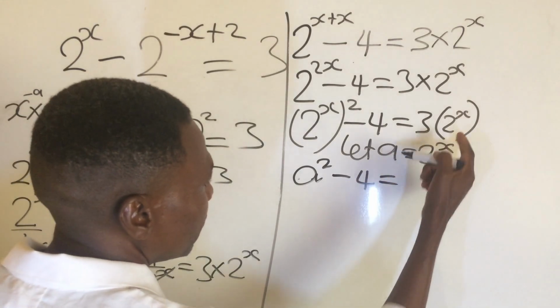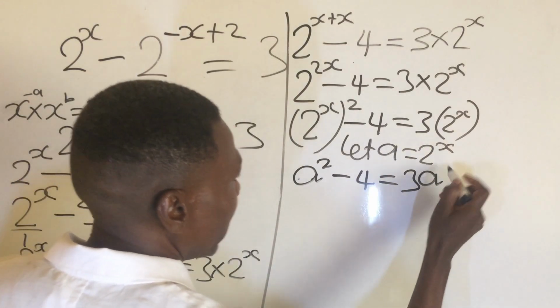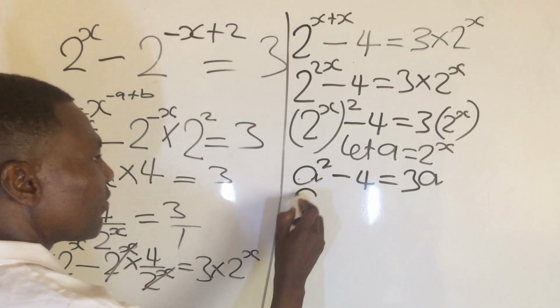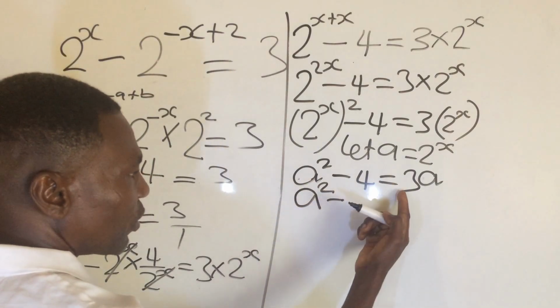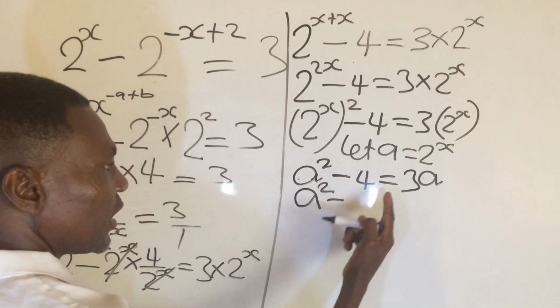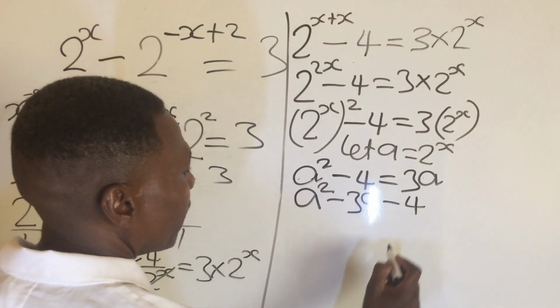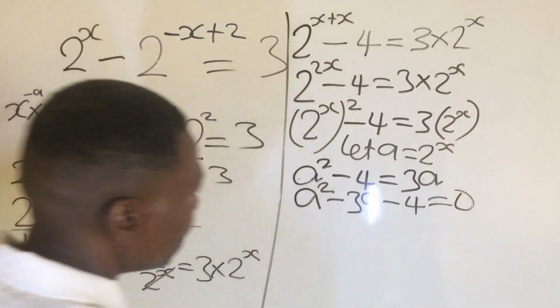equals 3a. So I will now bring this 3a to this side. We will now have a squared minus, because if it crosses the sign of equality, the sign will change to minus, 3a minus 4 equals 0.